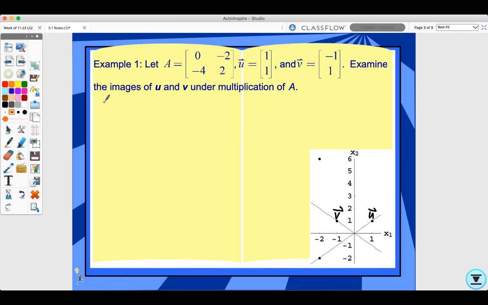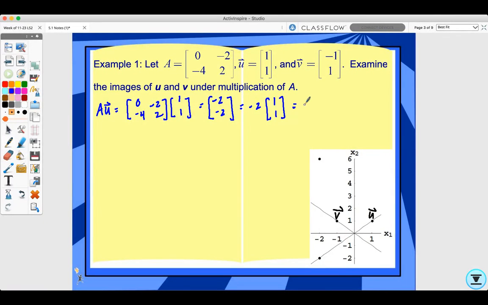So AU would be 0, -4, -2, 2, times 1, 1. And when we multiply that, we get -2, -2, which we could also factor out that -2, which would then just be -2u. So here, if we look at that, this would be AU.